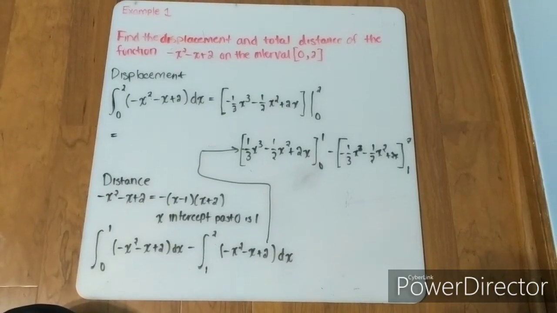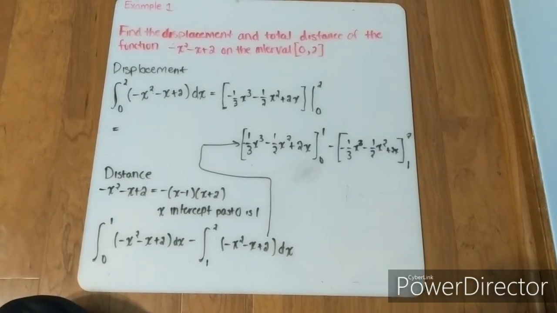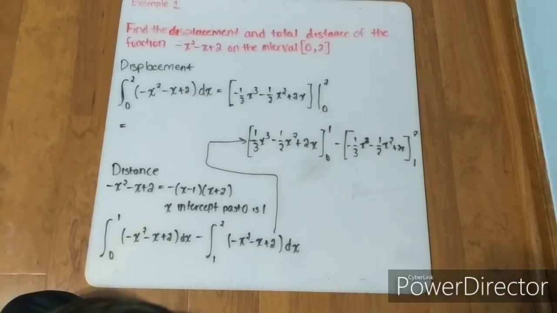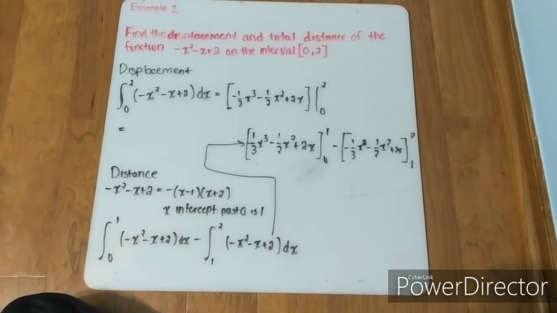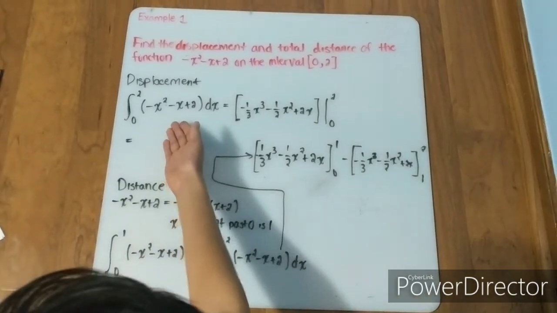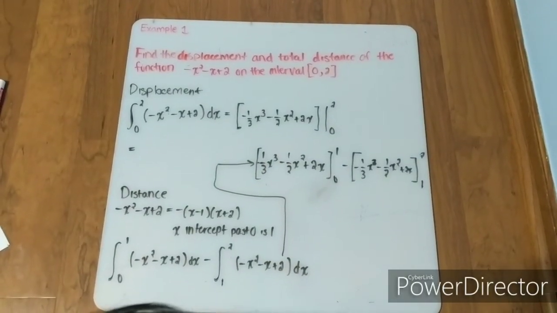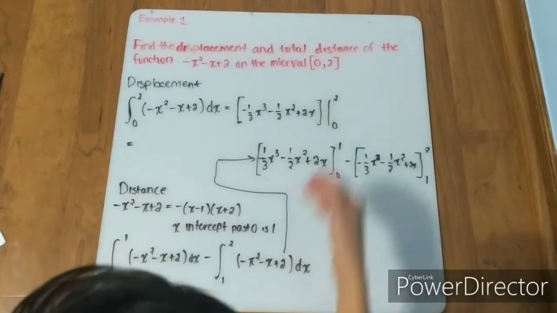Okay, so this is our first example. The problem reads, find the displacement and total distance of the function negative x squared minus x plus 2 on the interval 0 to 2. So first, when finding displacement, we're just going to take the definite integral. What I've done here is written out the definite integral and then found the antiderivative, which is negative 1/3 x cubed minus 1/2 x squared plus 2x from 2 to 0.